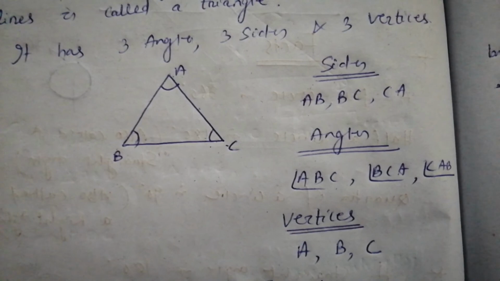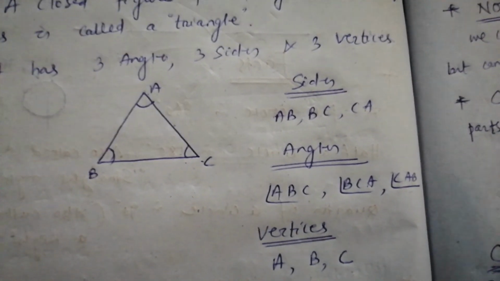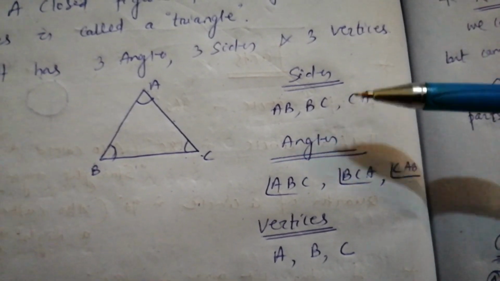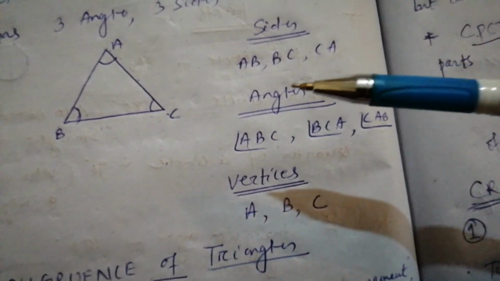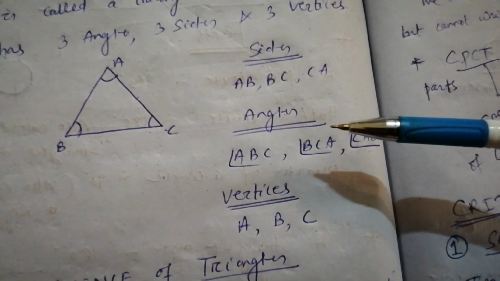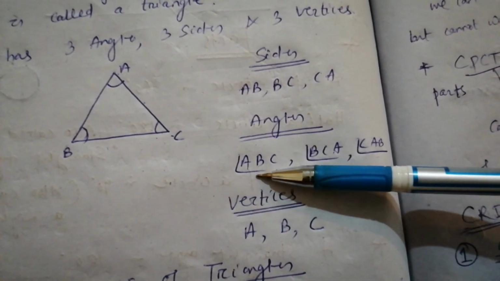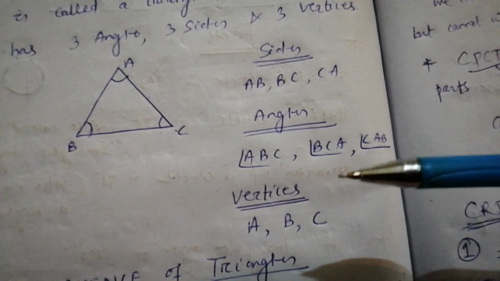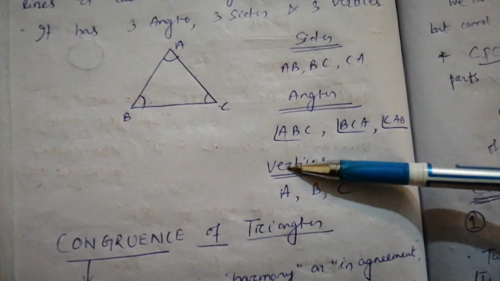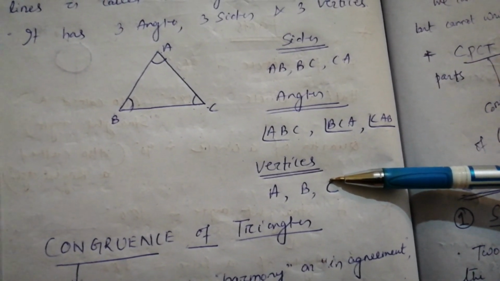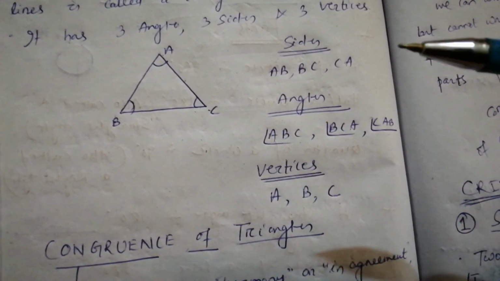For example, in the figure shown here, we can say that sides are AB, BC and CA. Angles are angle ABC, angle BCA, angle CAB, or else in short we can say angle B, angle C, angle A, etc. And what are the vertices? Vertices are A, B, C.